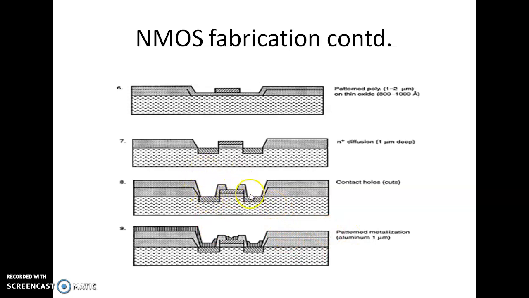Then these contact cuts are made and we will be depositing the metal so that we can connect to the outside world. Finally, the whole chip should be sealed. So we need to protect the whole chip from the contamination. So like this we will be doing the fabrication steps.